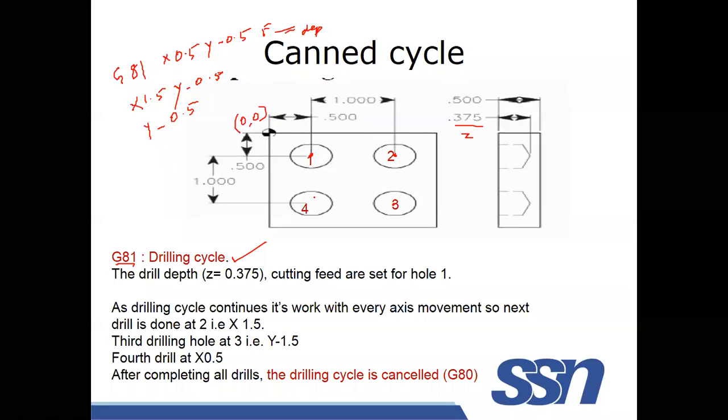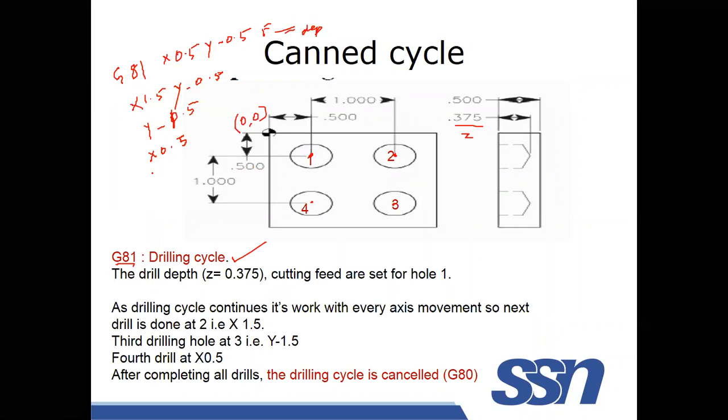Okay, for the fourth location, I have to give the X value and Y value. Here, the X value will be 0.5. What is Y here? Sorry, in this case, it is minus 1.5. Once minus 1.5 is already set, I need not give it. In this case, the controller will move here and the drilling operation will be done.